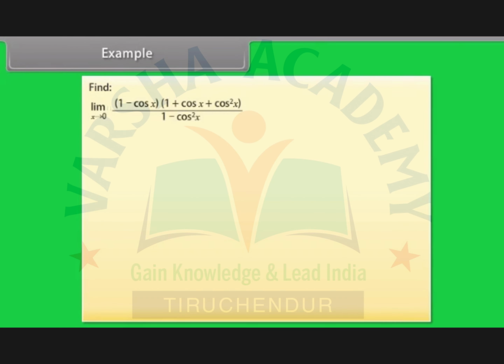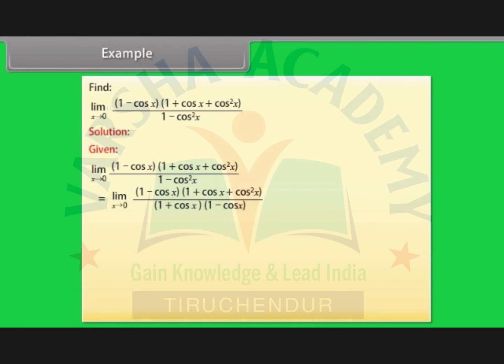Find limit x tends to 0 of (1 − cos x)(1 + cos x + cos² x) divided by (1 − cos² x). Solution. Given limit x tends to 0 of (1 − cos x)(1 + cos x + cos² x) divided by (1 − cos² x), which is equal to limit x tends to 0 of (1 − cos x)(1 + cos x + cos² x) divided by (1 + cos x)(1 − cos x). Limit x tends to 0 of (1 + cos x + cos² x) divided by (1 + cos x).